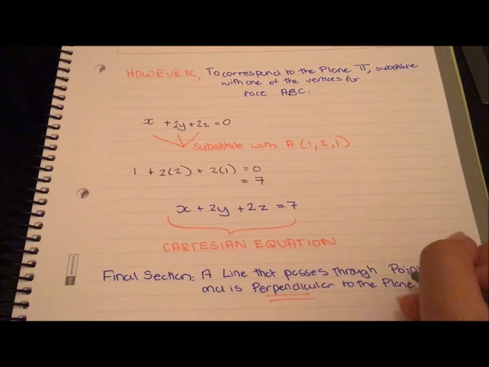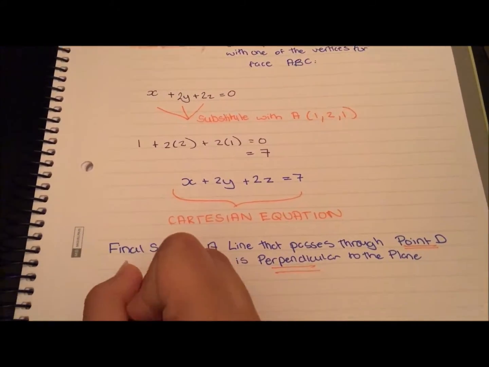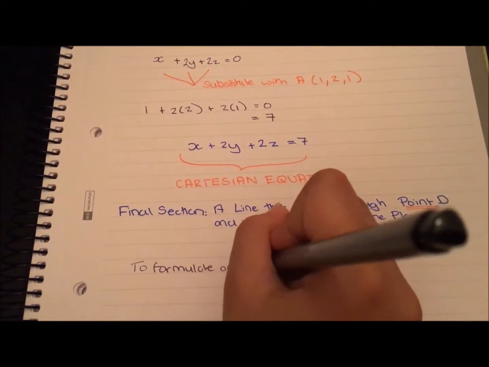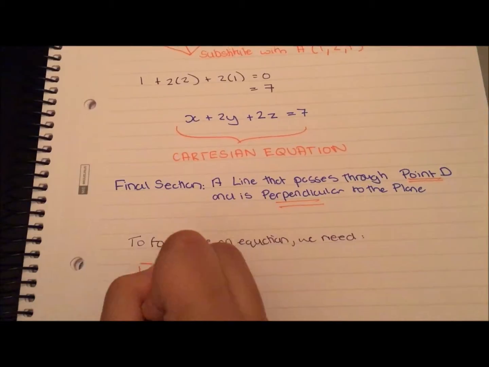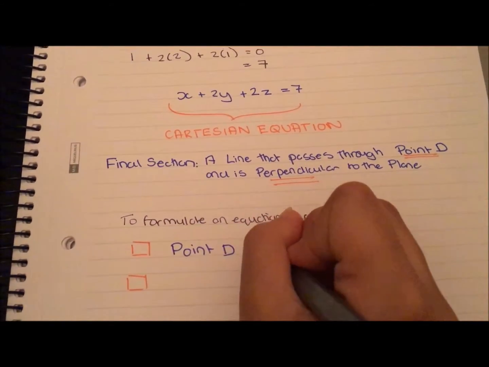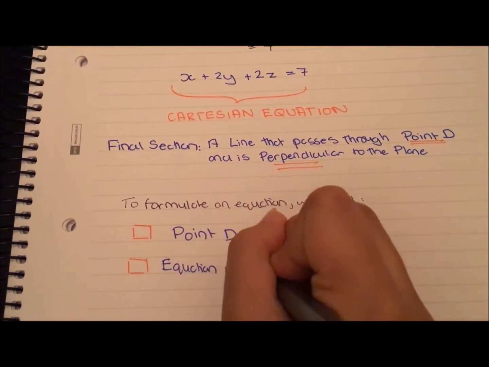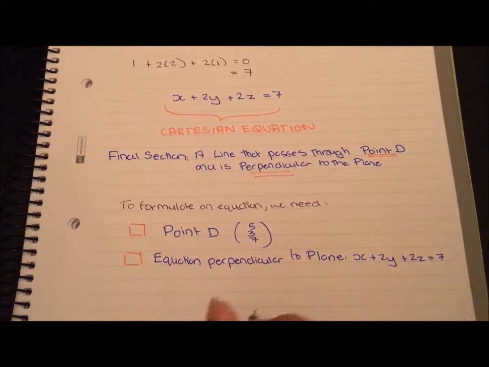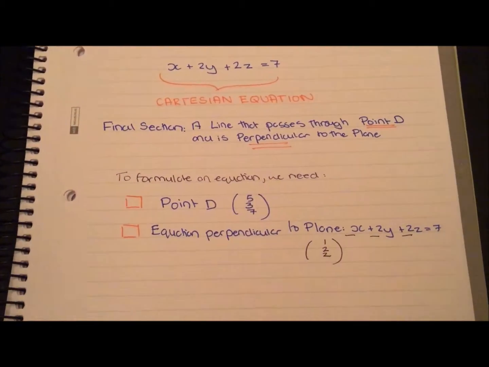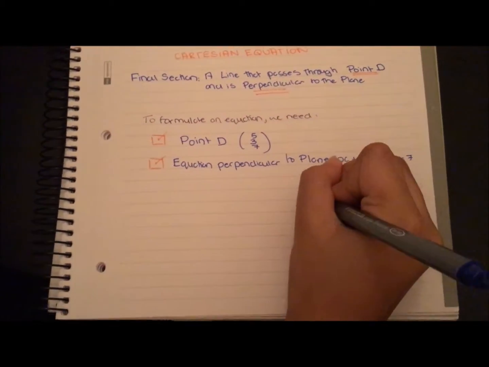Moving on to the final section of this problem, find the vector equation of the line that passes through the point D and is perpendicular to the plane. Evaluate the distance between these 2 points. Hence, to formulate an equation for this line, we are required to utilize the coordinate of point D, which is equal to (5, 3, 7), as well as a vector that is perpendicular to this plane, where this could be equivalent to (1, 2, 2), as per the given Cartesian equation.